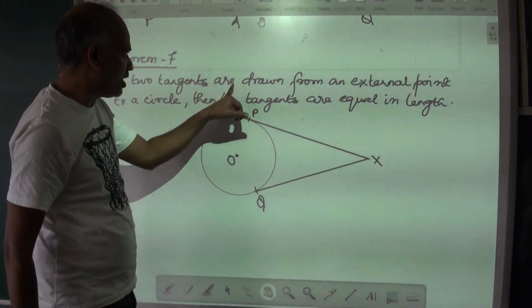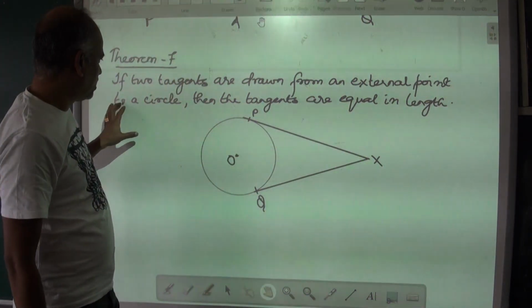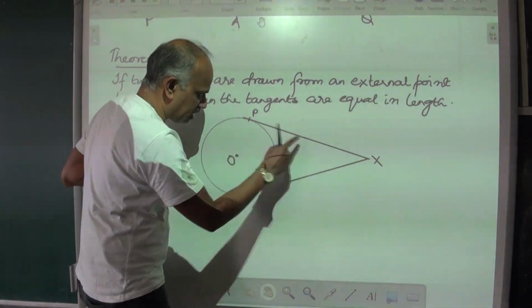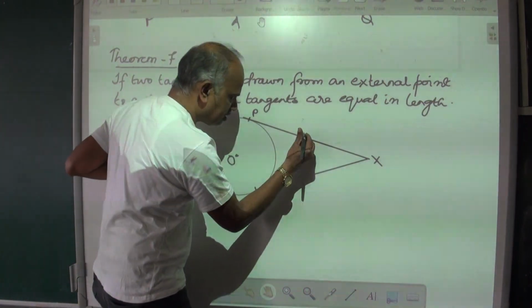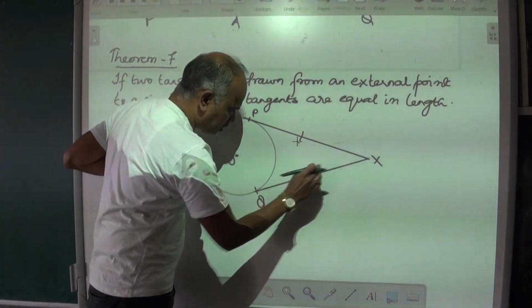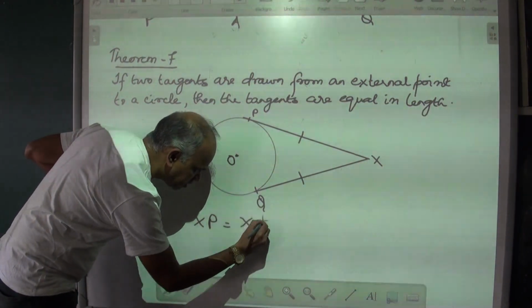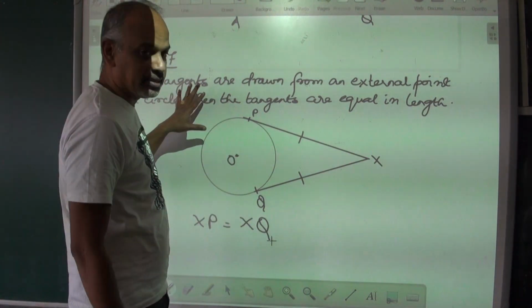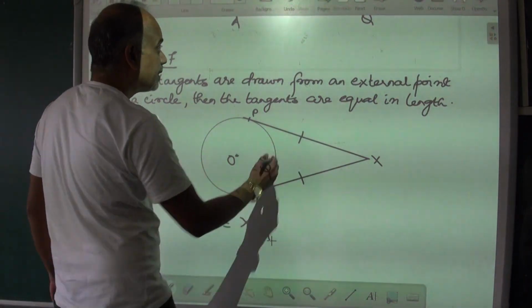So if two tangents are drawn from an external point to a circle, then the tangents are equal in length. These tangents that you are seeing are of equal length. That is, XP and XQ will be equal. These two lengths will be the same. Okay. So that's the next property. Using these two properties, we are going to do an exercise.